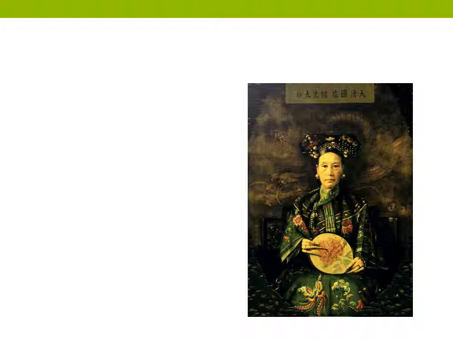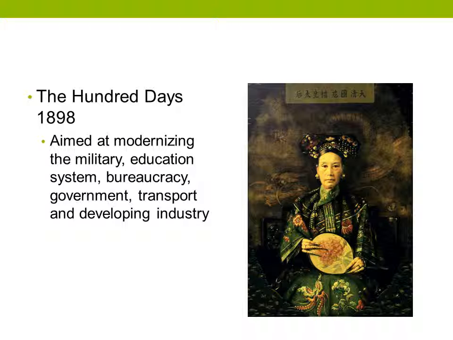On the right, again, we have another image of the Empress, the Dowager Empress Cixi. And one of the things that happens in response to this imperialism is called the 100 Days in 1898. And this was an attempt at modernizing China first, and this was supposed to be sort of comprehensive. And as you can see, it's called 100 Days because it lasted 100 days.